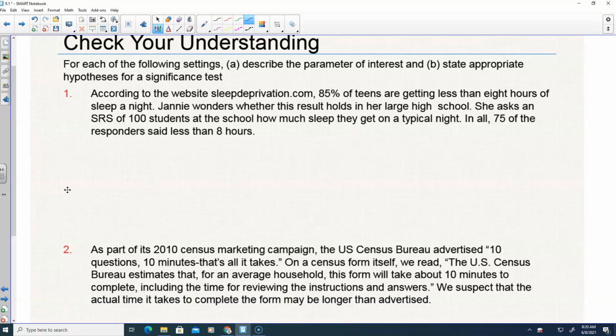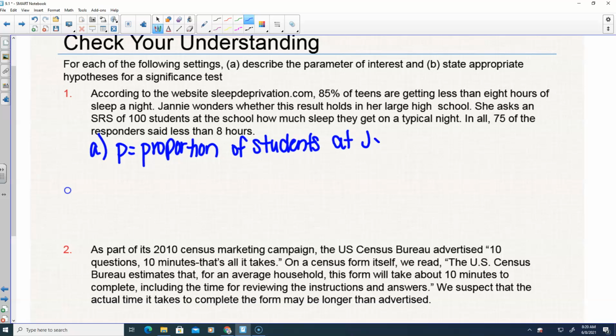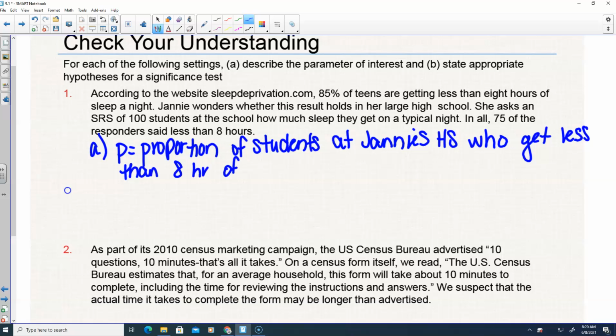So we need to first state what is our parameter, and that'd be p. We're talking about the proportion of students who get less than 8 hours of sleep. This is specifically at Janine's high school. And then our two hypotheses for this scenario.